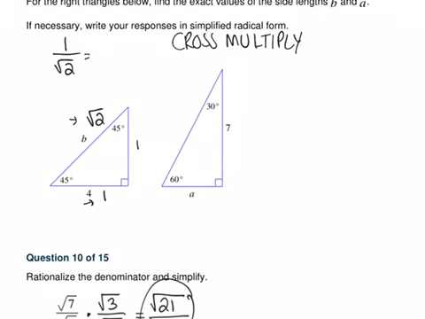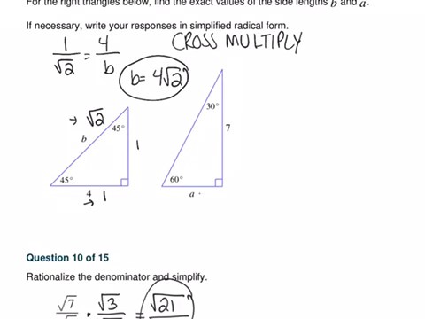is equal to 1 is 4, because it's on the same side as the 1, over b, which is on the same side of the square root of 2. And if I cross multiply that, watch what we get. We get b equals 4 square roots of 2, and we're done with that one. So that was your easy setup, okay? And then with the 30, 60, 90 triangle, it's a little bit different.